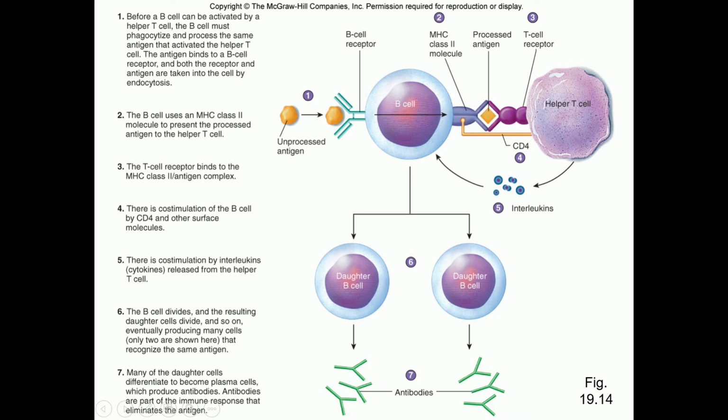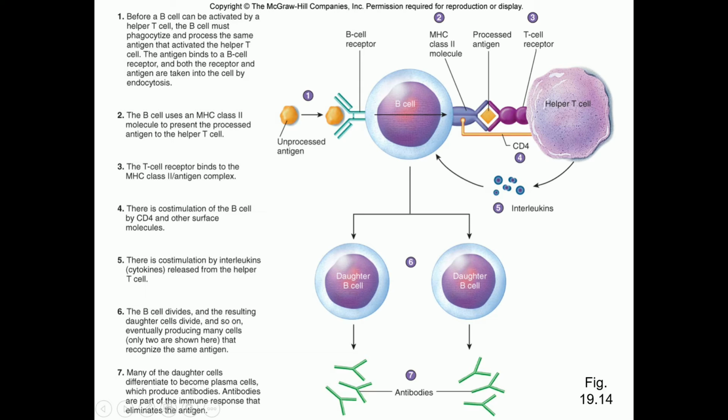T cell. Number 3. The T cell receptor binds to the MHC class II antigen complex. Number 4. There is co-stimulation of the B cell by CD4 and other surface molecules. Number 5. There is co-stimulation by interleukins or cytokines released from the helper T cell.